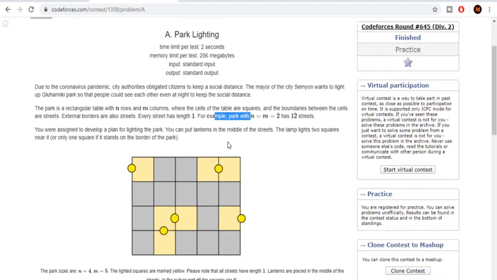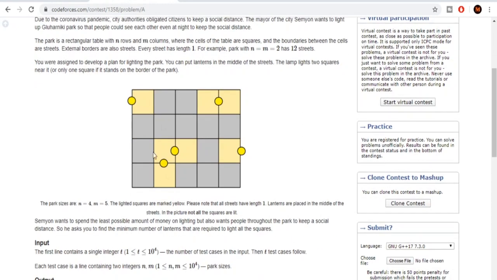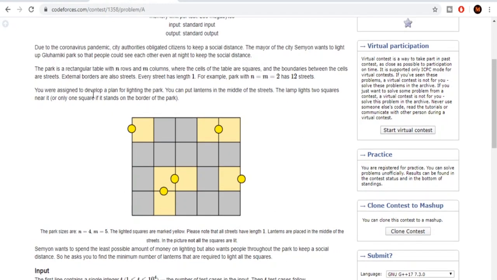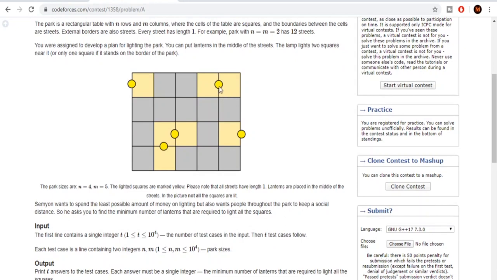The park has a rectangular table with N rows and M columns, and each of the cells has squares and boundaries, like this. You're supposed to develop lighting for the park, and you have to put lanterns in the middle of the streets. The lamp lights two squares near it, and only one if it's at the border of the park. As you can see here, if I put a lantern here, it lights two of the squares near it. And if I put a lantern on the border, it only lights one of the squares near it.